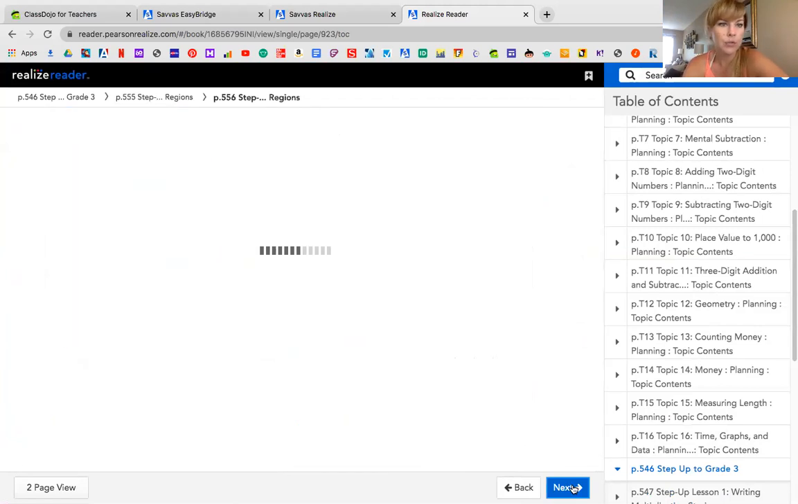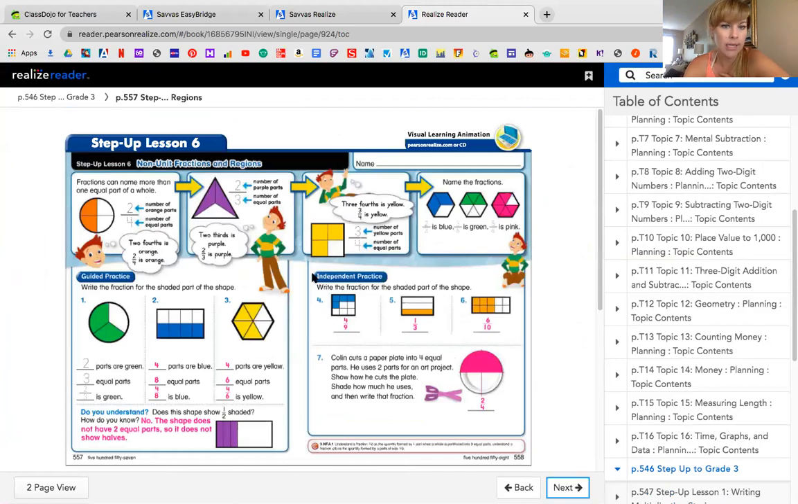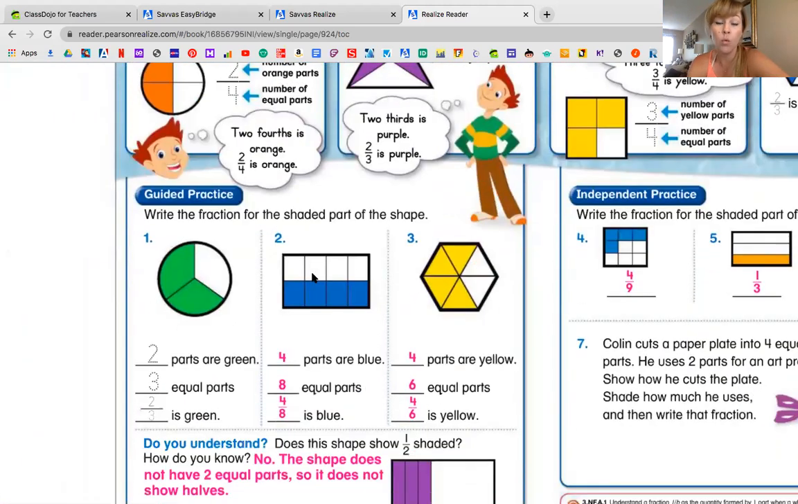Let's go ahead and get into lesson 6. Okay, we're still working with fractions. These are called fractions, by the way. I know you guys learned that from the video. But now these fractions aren't just one piece. There's a lot more colored pieces. So remember, think of that line as the word of. How many are colored, of how many there are in total.